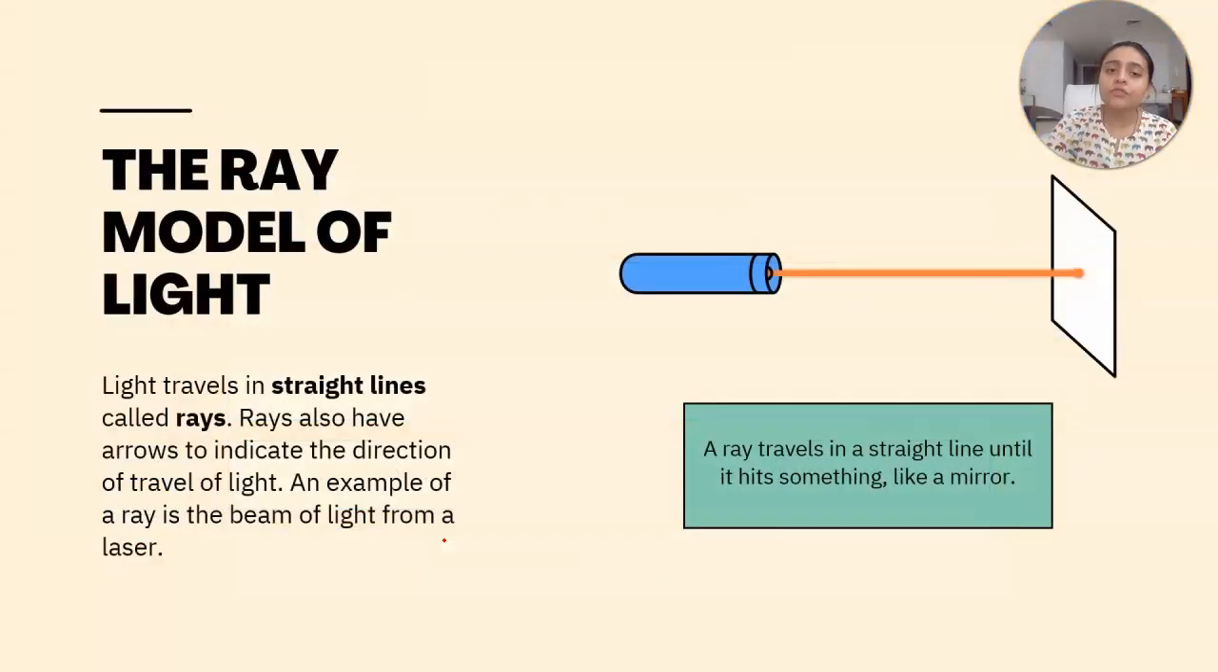First, the ray model of light. The ray model of light tells us that light travels in straight lines, which are rays. Rays also have arrows to indicate the direction of travel of light. An example of a ray is a beam of light from a laser, as you can see on the screen. A ray travels in a straight line until it hits something like a mirror. A mirror is a reflecting surface. Always remember, till any blockage or a reflecting surface occurs, light always travels in straight lines.